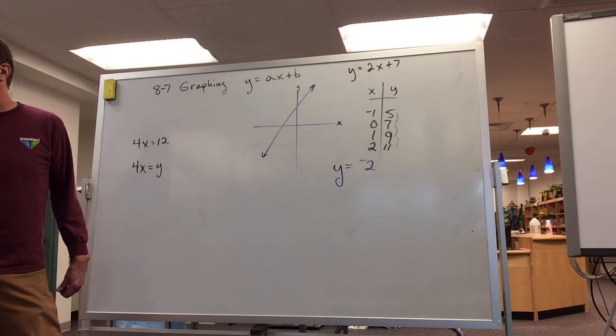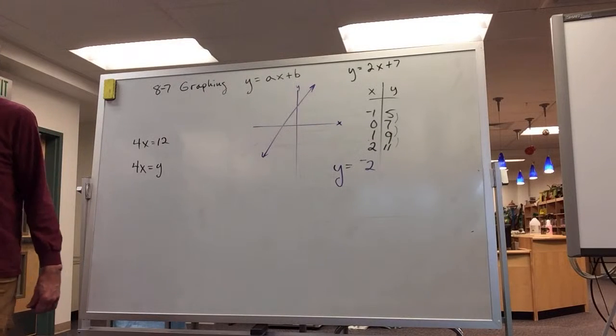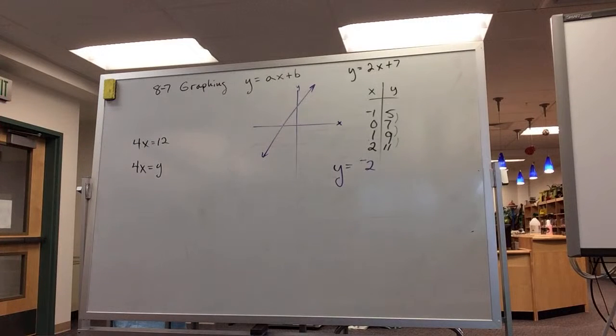Yes? It has a lot of other decimals with -2. Where are you at? Are you on the graph? Oh, you're tracing. Don't worry about that. We're not going to trace right now, okay?